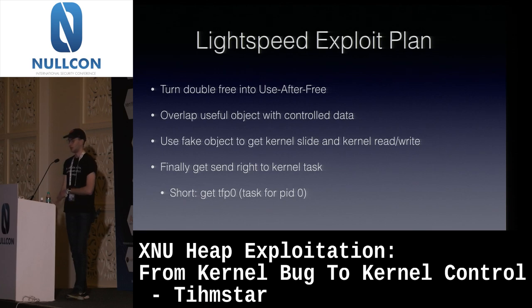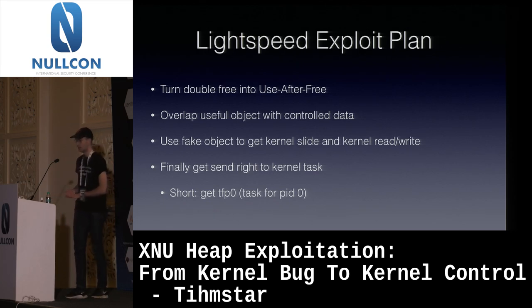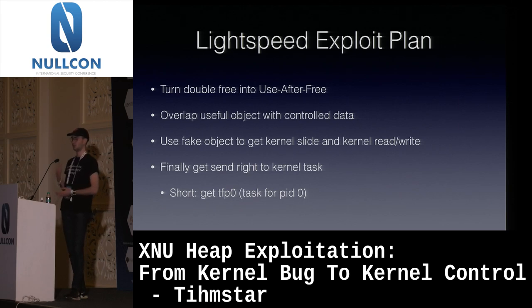So the exploit plan is to turn this double free into a use-after-free, and you want to overlap the useful object with control data. You want to use the fake object to get the kernel slide and get kernel read-write, and finally manage to somehow get a send right to the kernel task port, which is like task_for_pid zero, which is our total goal of the exploit. So I talked to Little Lilo, and he suggested to spray out-of-line Mach messages for exploitation.